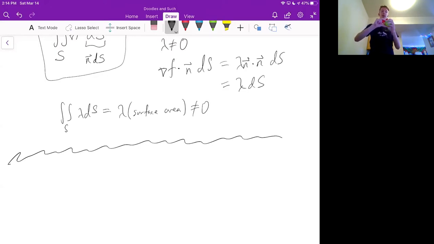And little n is really an intrinsic vector to the surface. It's a unit normal vector. So you can compute it from big N by taking the vector big N and dividing out the norm of big N to get just a unit vector.